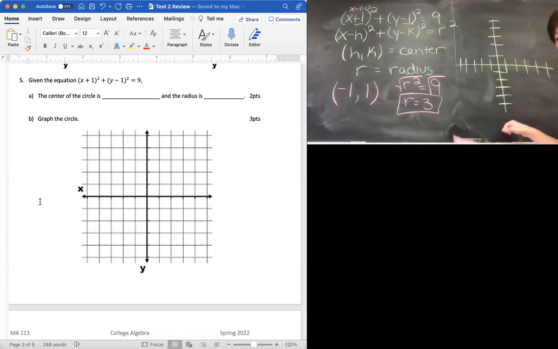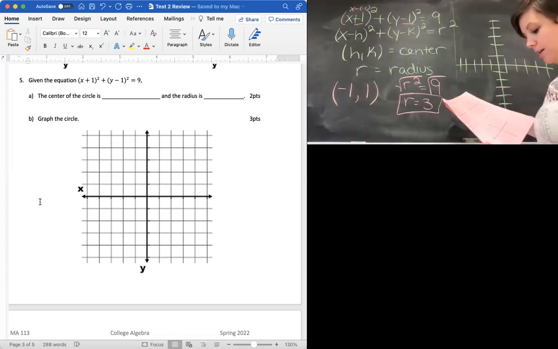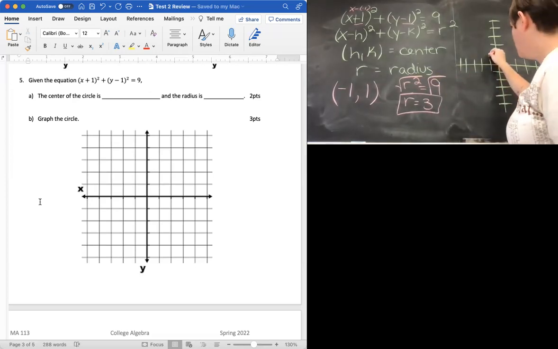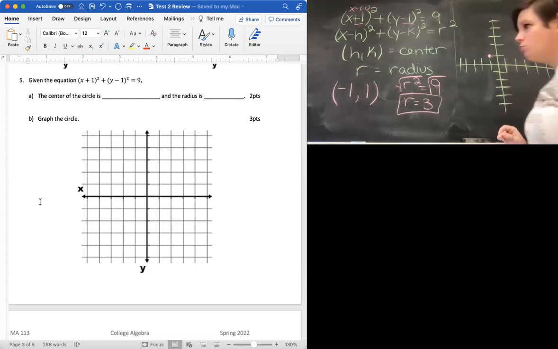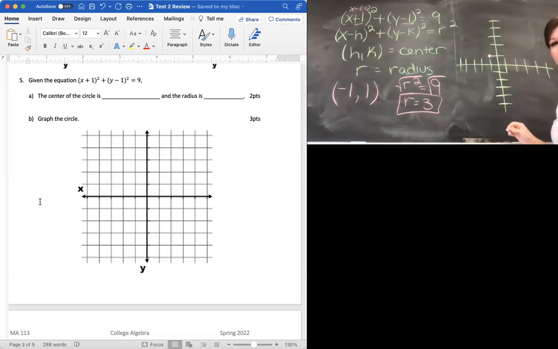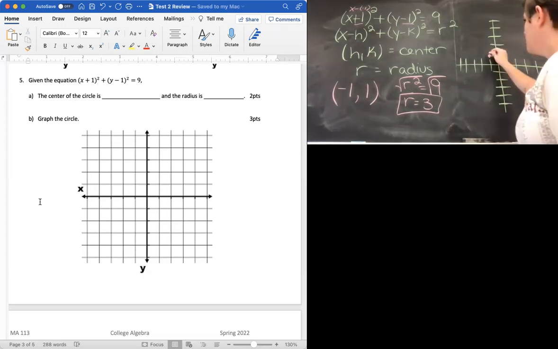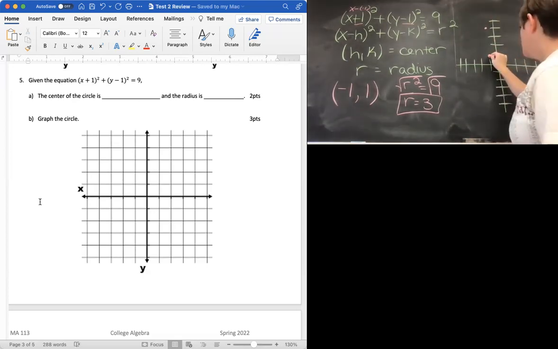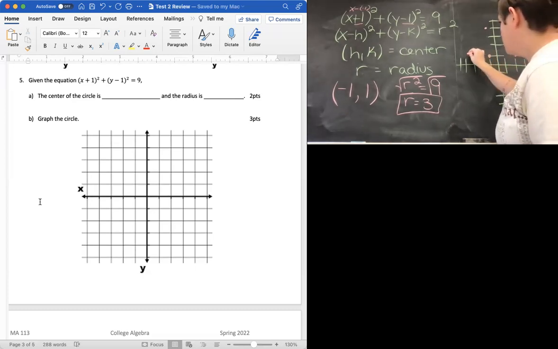When you graph a circle, which is part B, what you do is you plot your center, so -1, 1, and then you use your radius to plot 4 other points to kind of make a circle. So I'm going to go up 3, 1, 2, 3. I'm going to start at my center and go to the right 3, 1, 2, 3. Start at my center and go down 3, 1, 2, 3. And then start at my center and go left 3, 1, 2, 3.